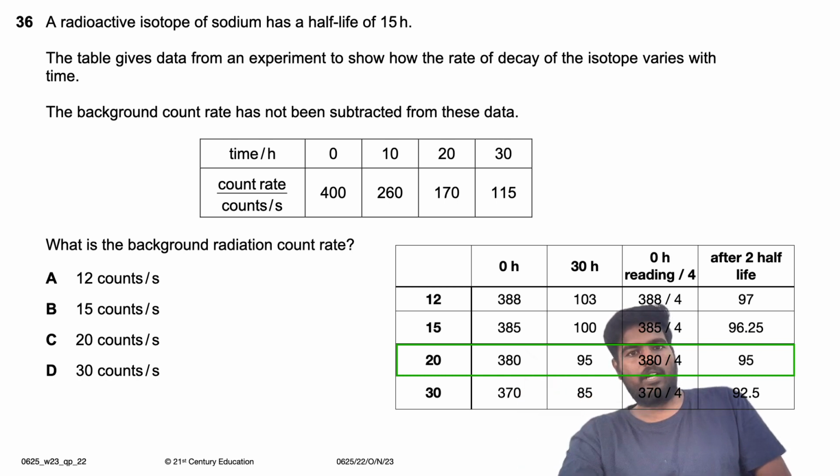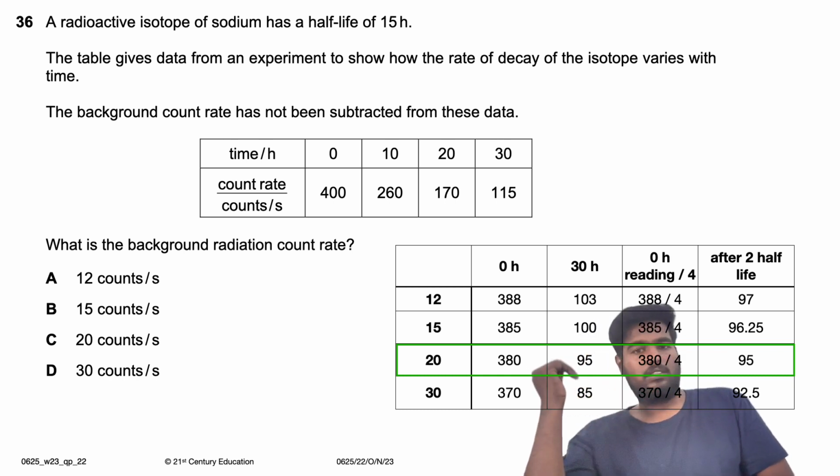So by the way, what happens here is that for both 0 hour and 30 hour, I subtracted all the background counts. Then I calculated, after 2 half-lives, what the count rate will be. That is equal to our option. Only C gives 95 and 95, so C is the right answer.